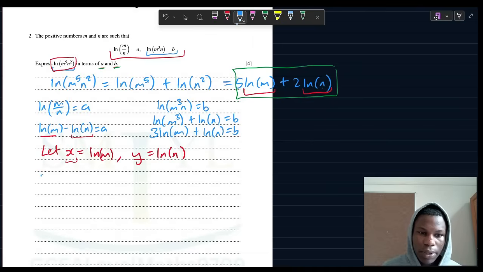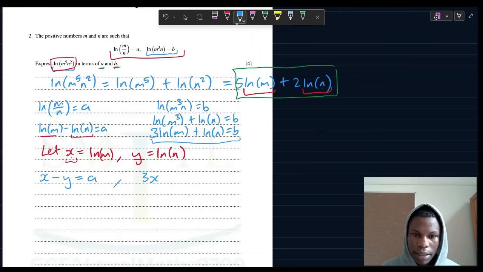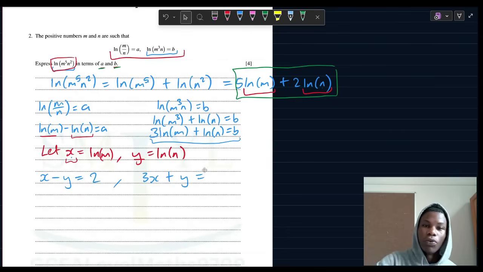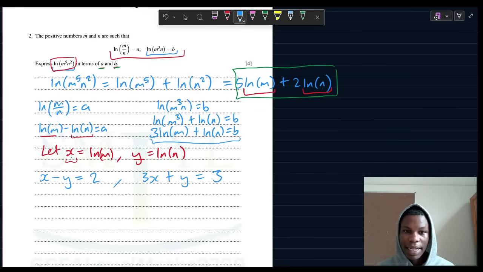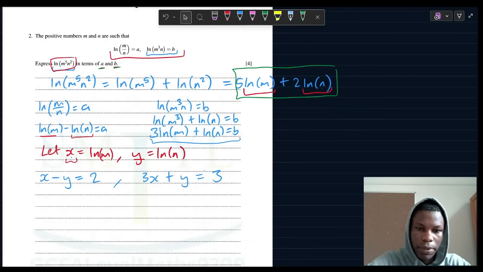So that what we end up with is x minus y is equal to a from the first equation. And then from this equation, we've got 3x plus ln n, which is y, is equal to b. And now we've just got a simultaneous equation in x and y. Remember, a and b are constants. These are just like numbers like 2 and 3, so these are not actually variables. So don't think, oh, we've got 4 unknowns here, we're solving for 4 things. No, we're just solving for x and y in terms of a and b. So keep that in mind.